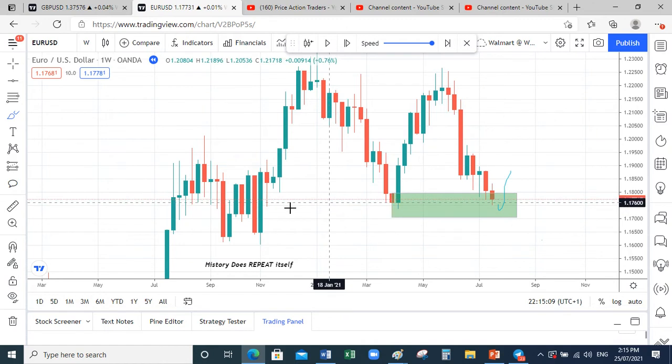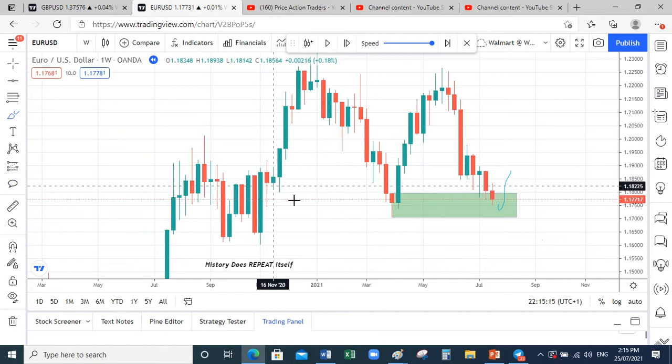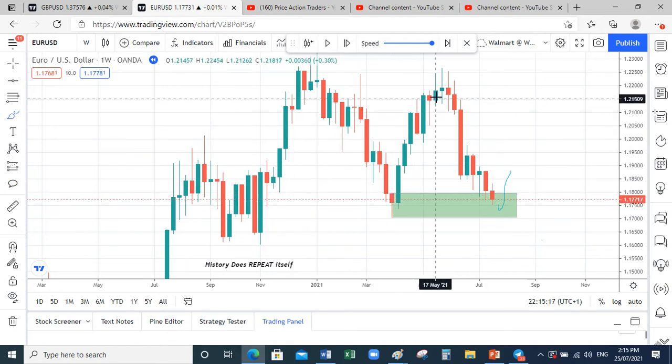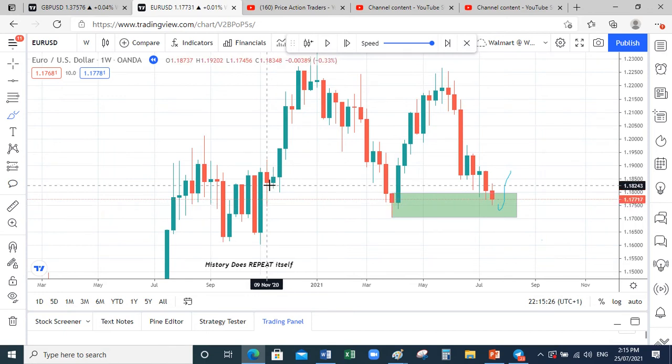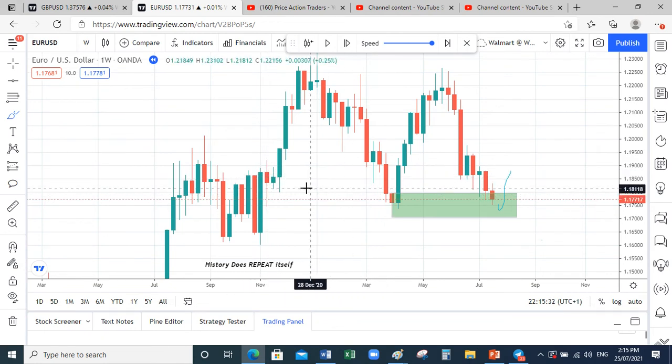So that is the structure I'm seeing there. Now you will see that I told you that if you check backward, there was a strong reaction here. Why is this open? Price came back again to retest it. This is a strong decision area.